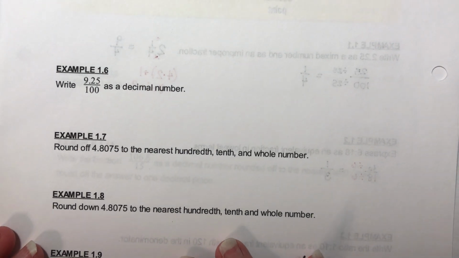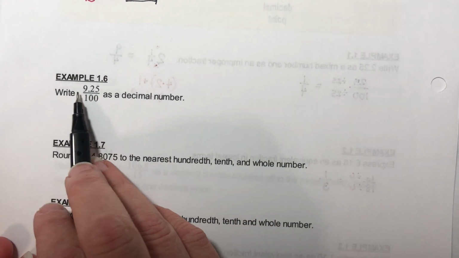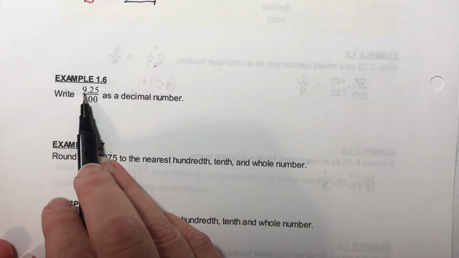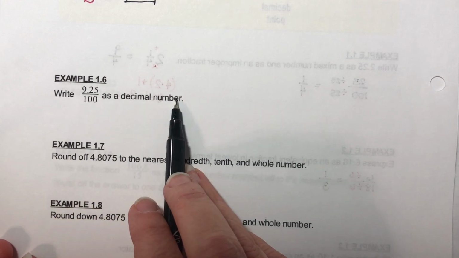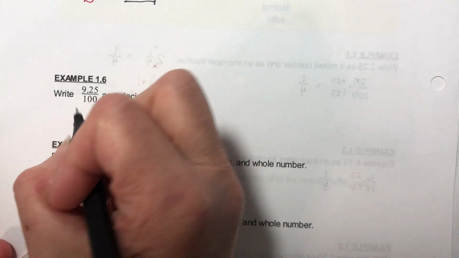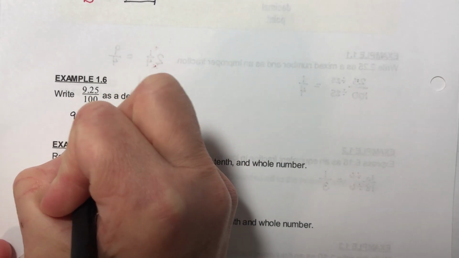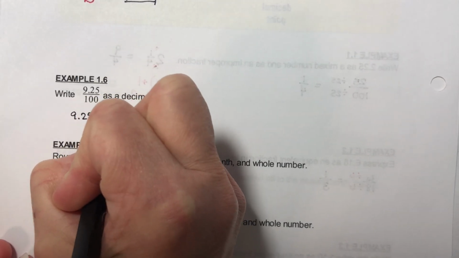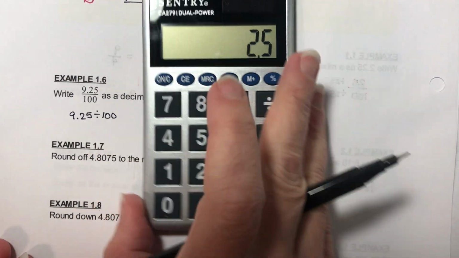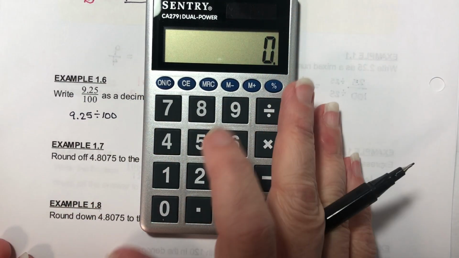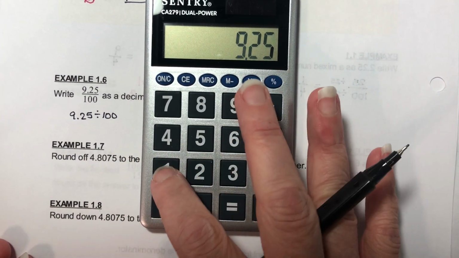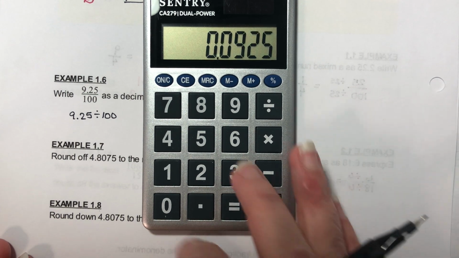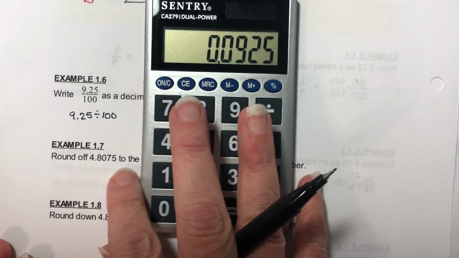Example 1.6. I want to rewrite 9.25 over 100 as a decimal number. You can always do 9.25 divided by 100 on your calculator. So let's clear this and do 9.25 divided by 100, and we get 0.0925.